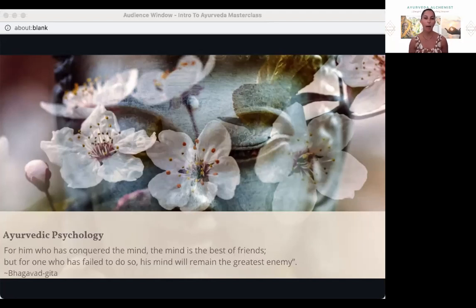So wealth and abundance can be beautiful things if obtained without harm to others or self. Abundance is welcomed, as it can be shared with others. The more abundant you are, the more abundantly you can share with others. And just a quote out of the Bhagavad Gita: "For him who has conquered the mind, the mind is the best of friends. But for one who has failed to do so, his mind will remain his greatest enemy." And that's why it's so important to know the basics of Ayurvedic psychology.